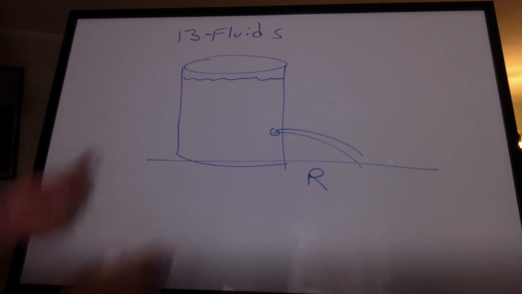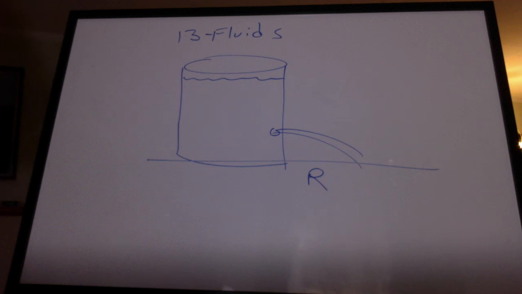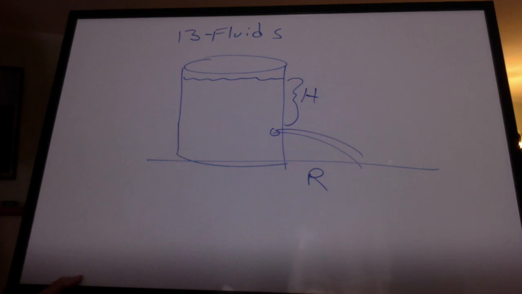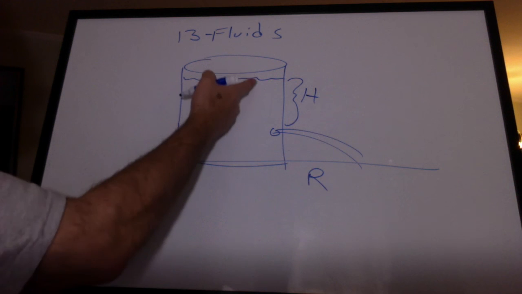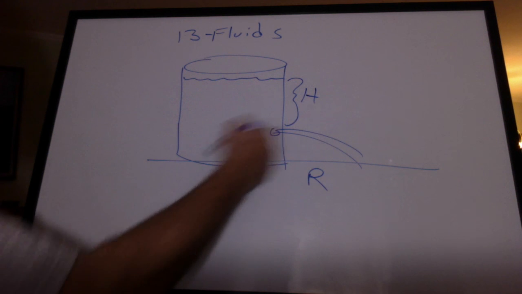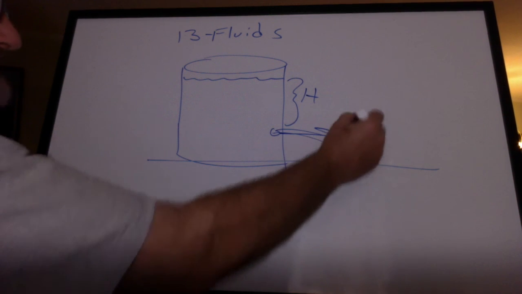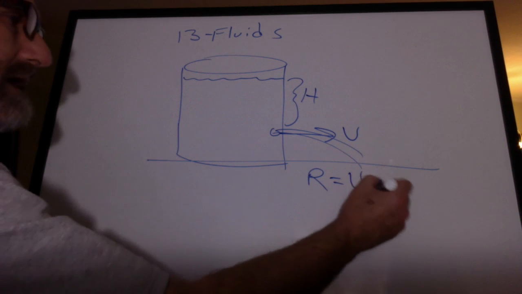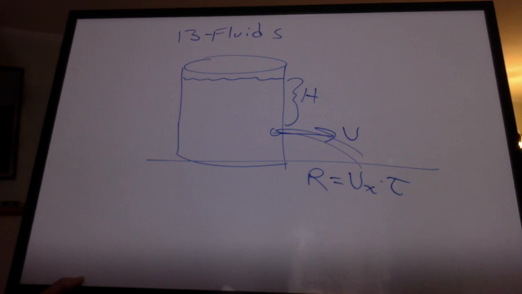And of course, another application we talked about was the peeing tube lab. And let's just say this was H. As that water has pressure here, it's going to push the water out. We're going to get a velocity in the stream. And the range was what we needed to find. The range was Vx times T. How do you get the velocity?